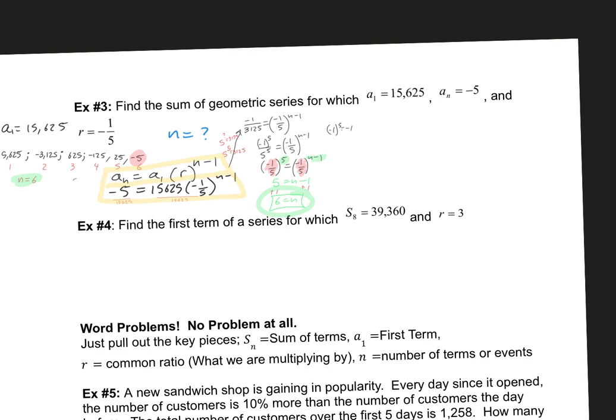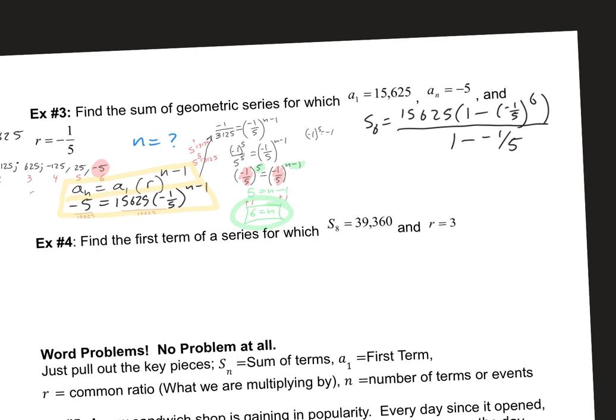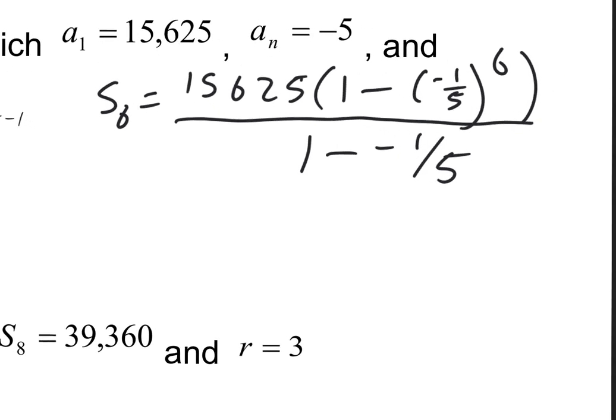That means the sum of the 6 terms is going to be the first term, 15,625, times 1 minus negative 1/5, that's your common ratio, to the 6th power, because our n value is 6, all over 1 minus negative 1/5. All right. Once again, we find ourselves with a little tricky situation here, because we've got a lot of fractions, a lot of double negatives. So we want to give ourselves plenty of space so that we don't make any mistakes.